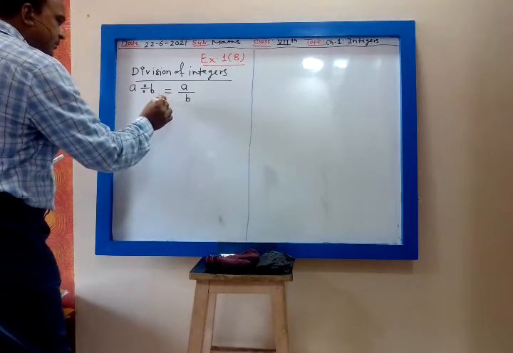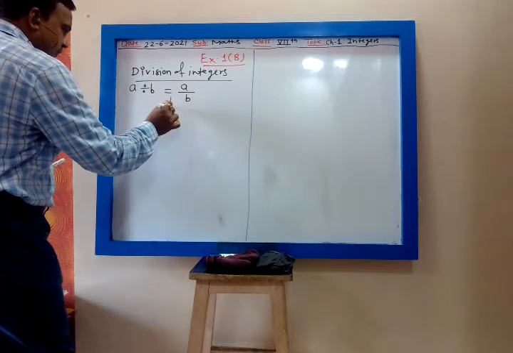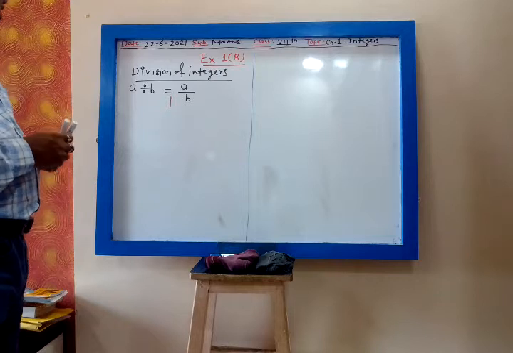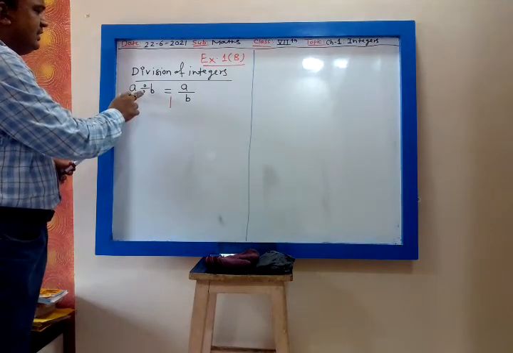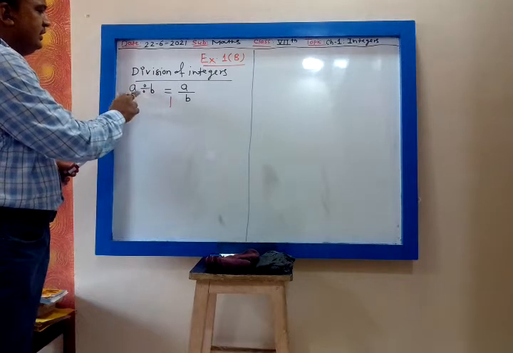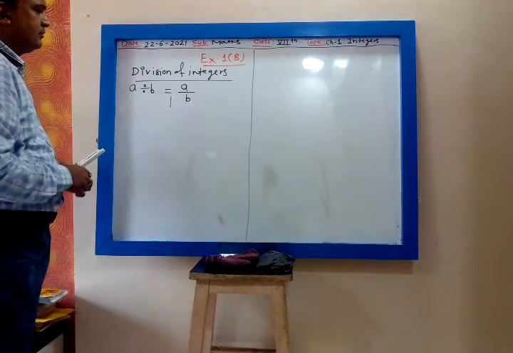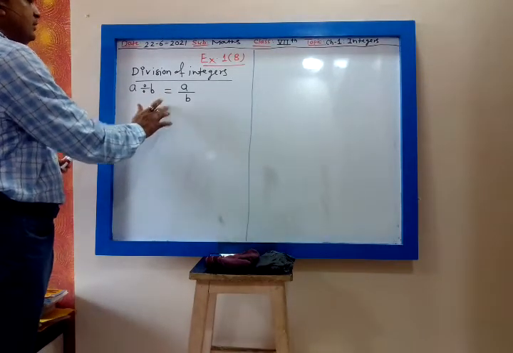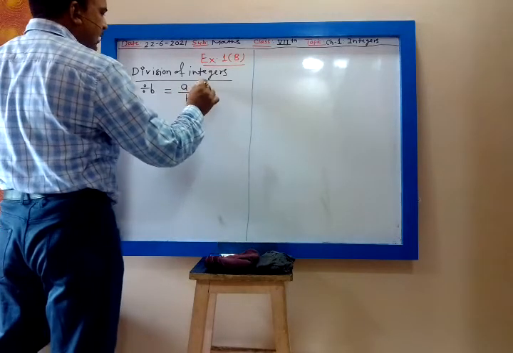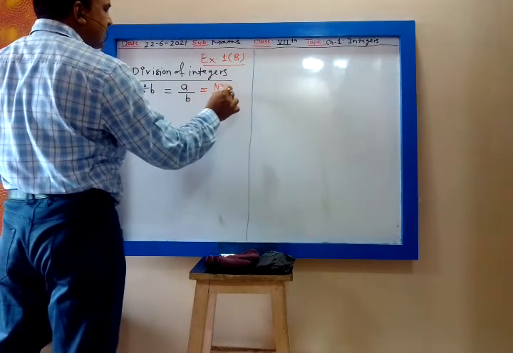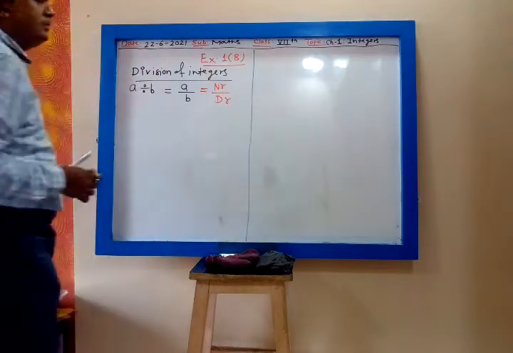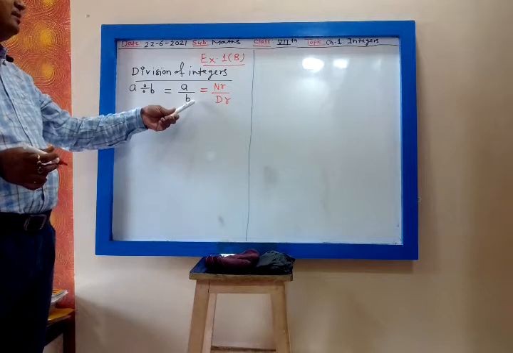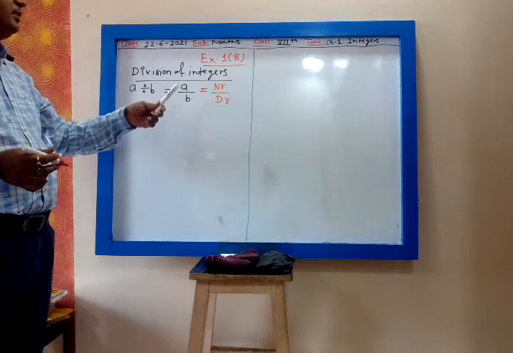Then in this A upon B, the division sign, my dear, A divided by B, is equal to A upon B. So in A upon B, you have numerator and denominator. Numerator is A, denominator is B. Numerator means the upper part, and the downward part is my denominator.